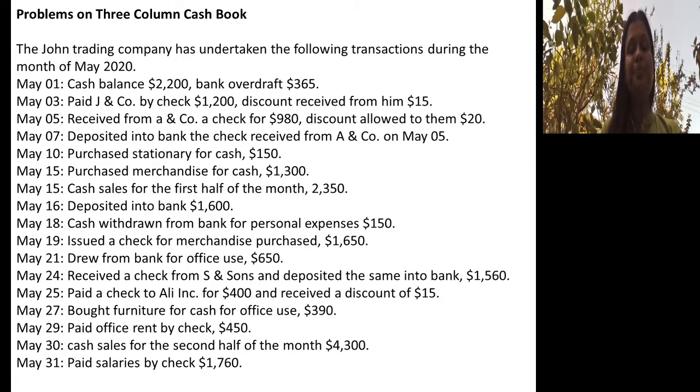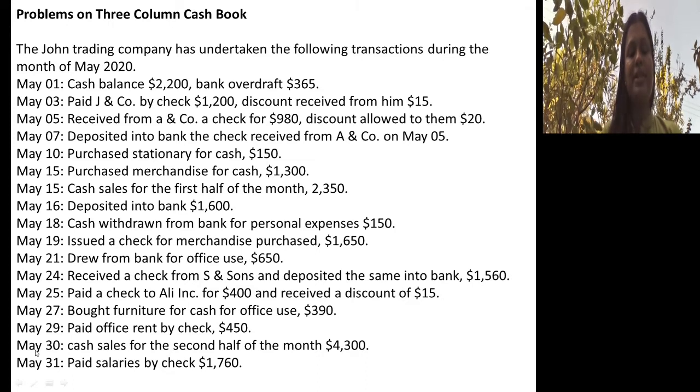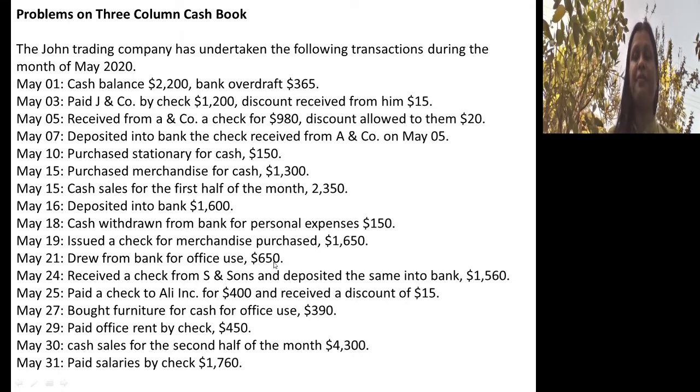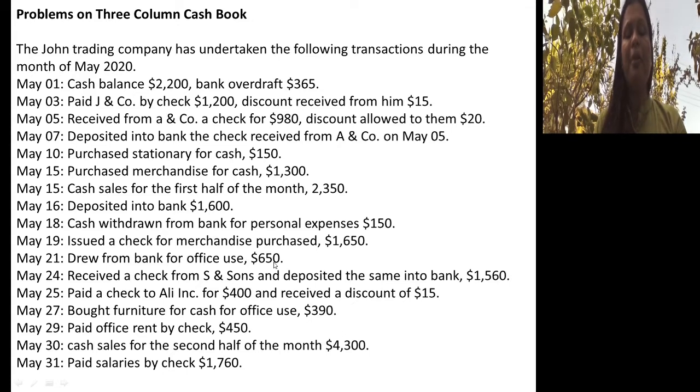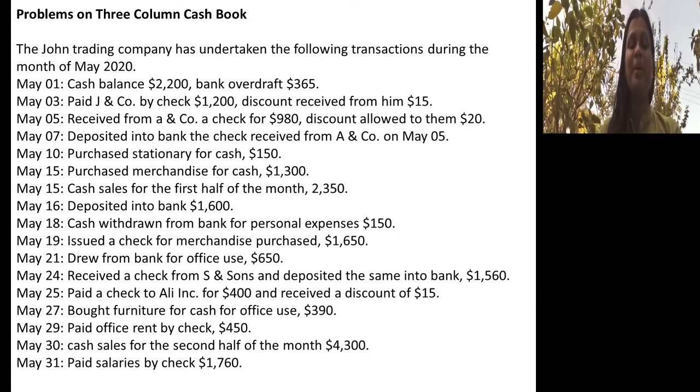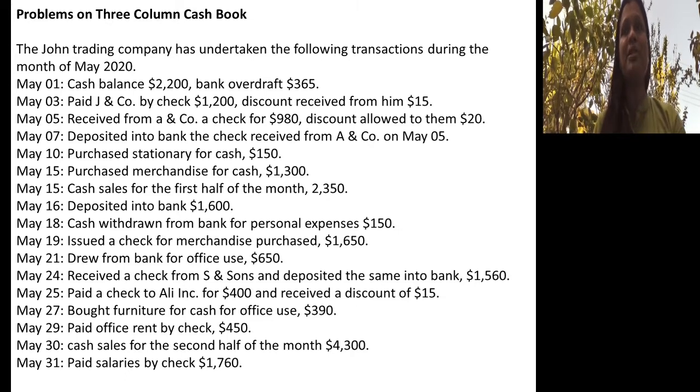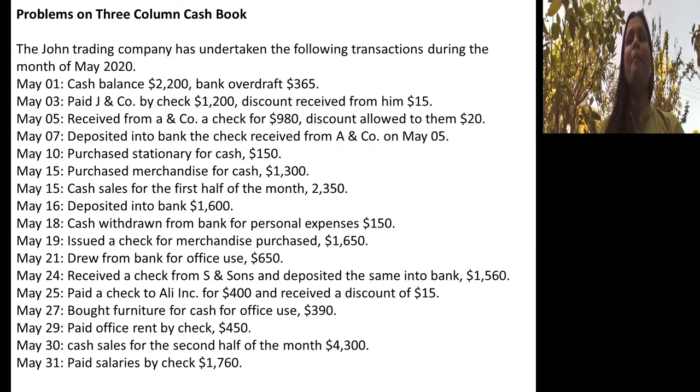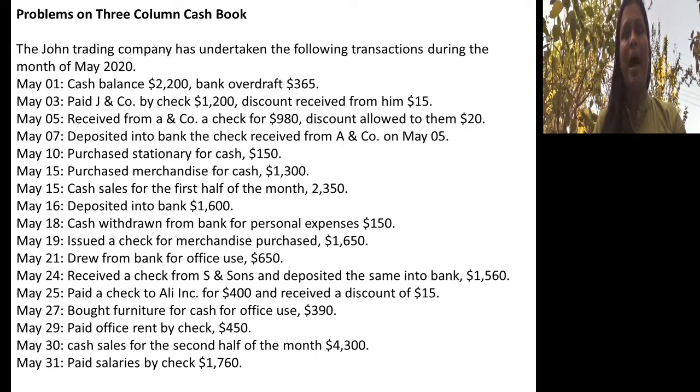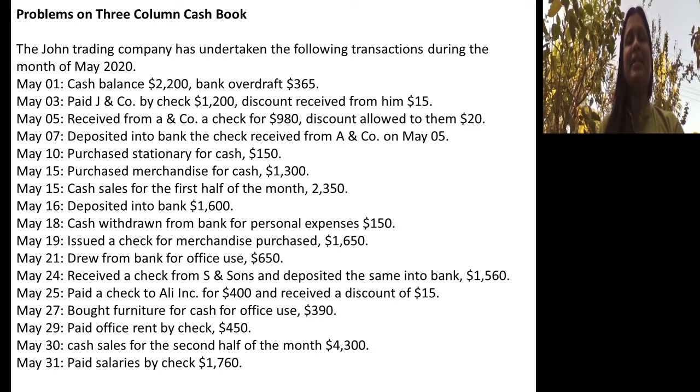So next one, try to understand. We issued a check for merchandise purchase 1650, that we recorded. Next one, drew from bank for office use 650. So it means cash is withdrawn from bank for office use. When cash is withdrawn from bank, bank balance reduces, cash balance increases. So cash increases means debited to cash. Bank reduces means credited to bank. So definitely this transaction will appear on both sides, not in the same column, in different columns. So it's a contra entry.